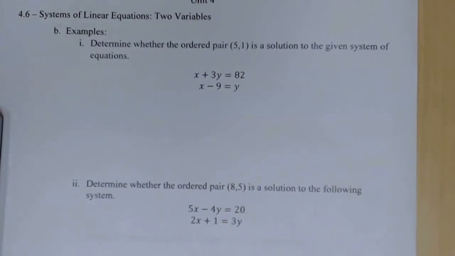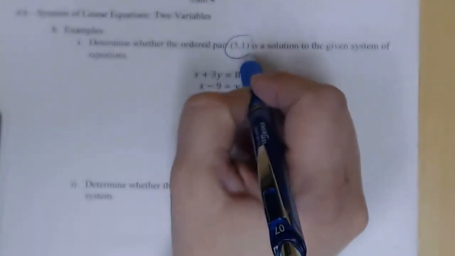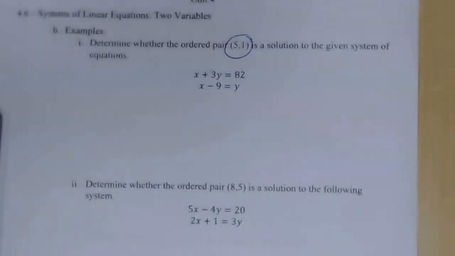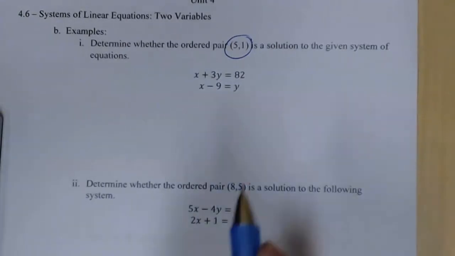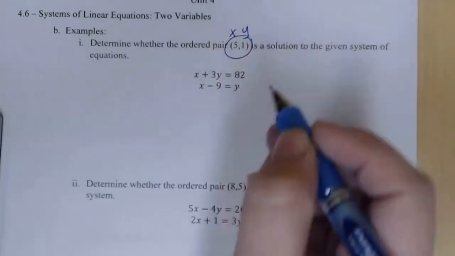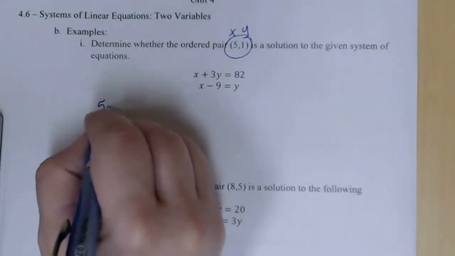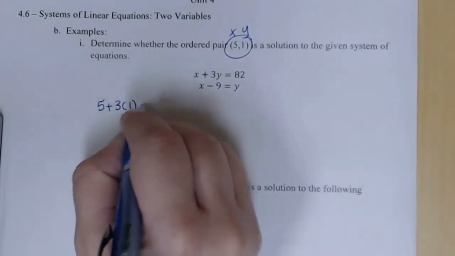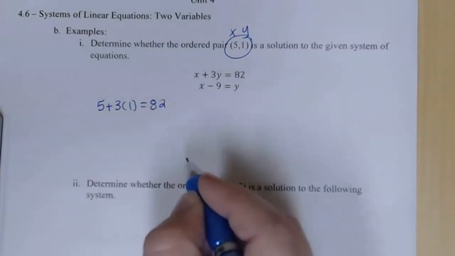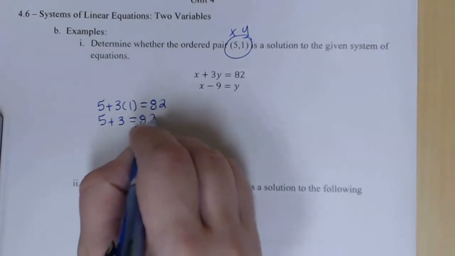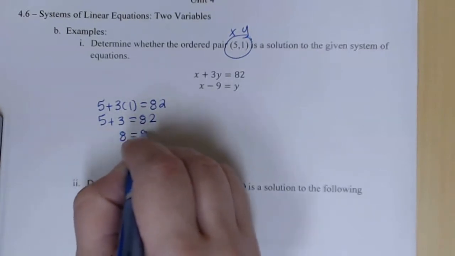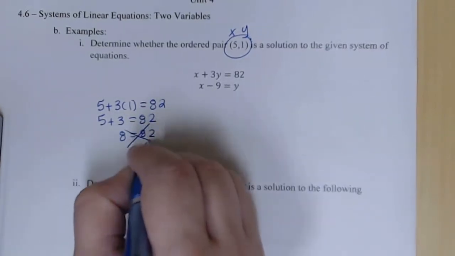Now here's the deal with this. If I want to check whether the ordered pair (5, 1) is a solution to the given system of equations, then it has to be true for both. So this is my x and this is my y. I'm going to plug those in. So it would be 5 plus 3 times 1 equal to 82. I'm going to solve that out. So 5 plus 3 is equal to 82. So 8 is equal to 82, and that is not true. So it does not work for this first equation.